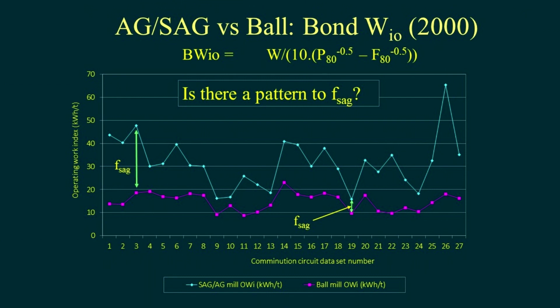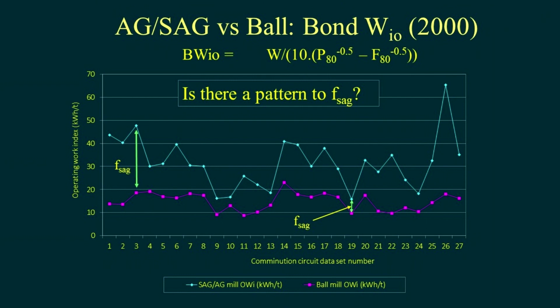Back in the year 2000, I started to work for myself as a consultant. As a consultant, one's asked to size equipment and design circuits. And I wanted to have my own power-based equation so that for my clients, I could say, yes, your SAG mill should be this big or this big or this big. And to do that, I needed an equation to predict kilowatt hours per ton. I wanted my own power-based equation so that I could be confident that I was doing the right thing by my client.